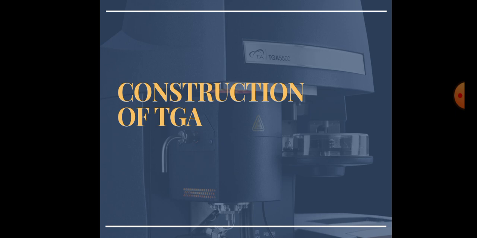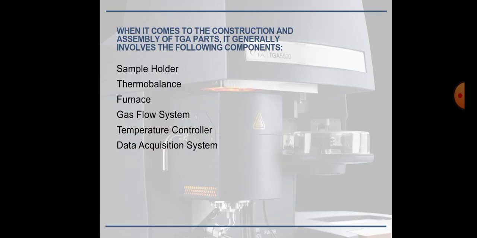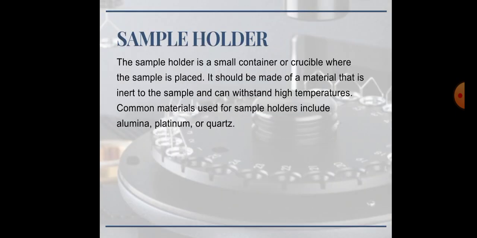Now we see the construction of TGA. When it comes to the construction and assembly of a TGA, it generally involves the following components: sample holder, thermobalance, furnace, gas flow system, temperature controller, and data acquisition system. Sample holder. The sample holder is a small container or crucible where the sample is placed. It should be made of a material that is inert to the sample and can withstand high temperatures. Common materials used for the sample holder include alumina, platinum, or quartz.